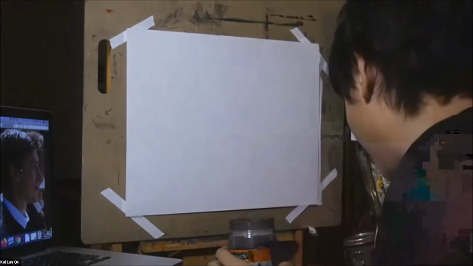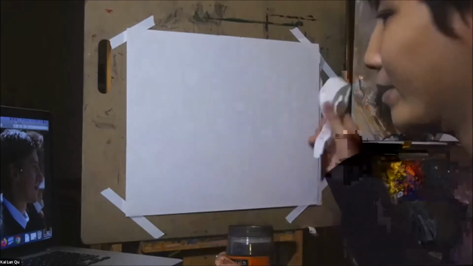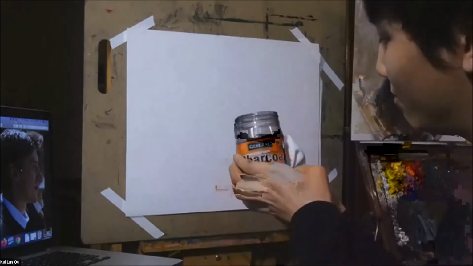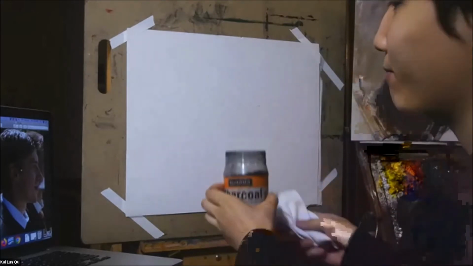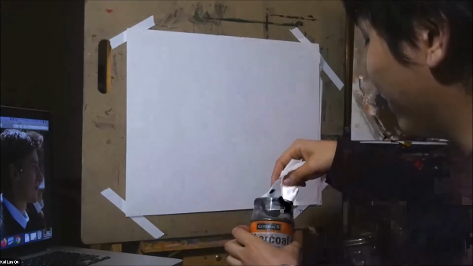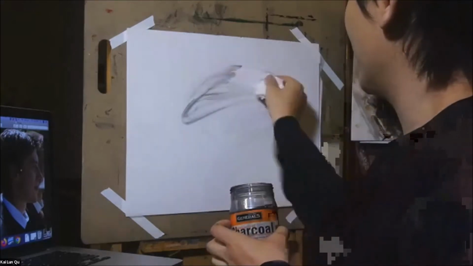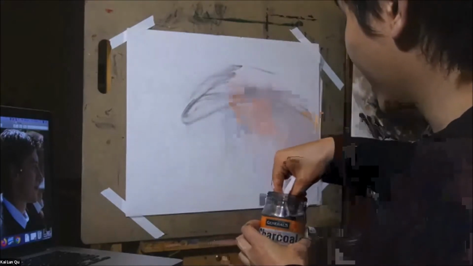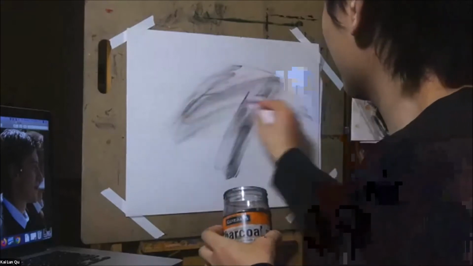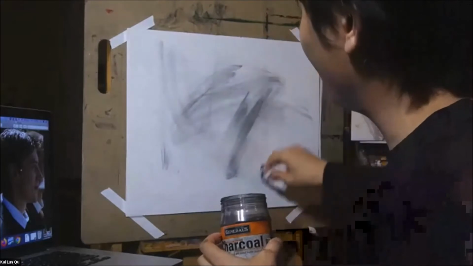Anyways, to introduce the materials I'm going to be using, I'm going to first set up a ground here, and I'm going to be using a Viva paper towel and General charcoal powder. I'm just going to dip a little bit of this Viva paper towel into the charcoal powder, and after that, I'm going to apply it onto my paper. The paper I'm using right now is a bristle paper.